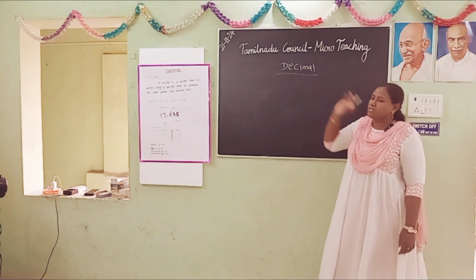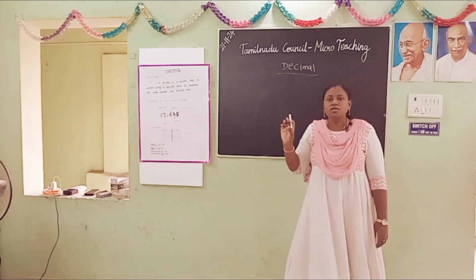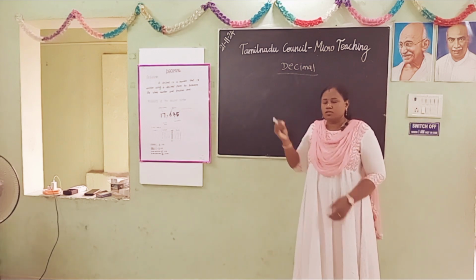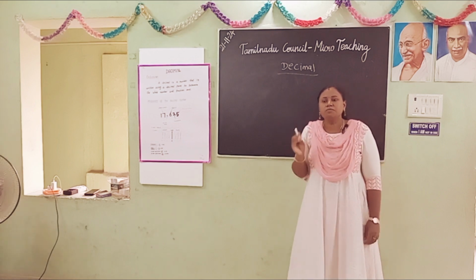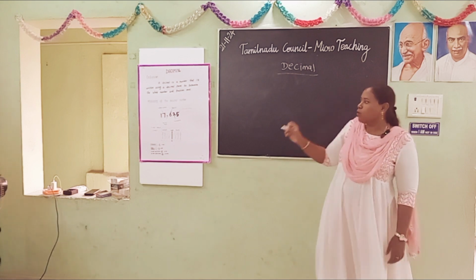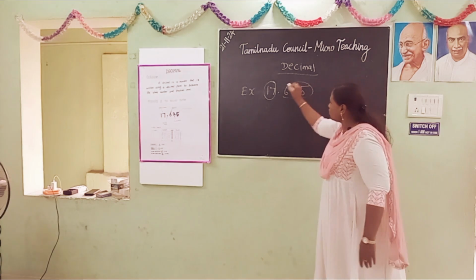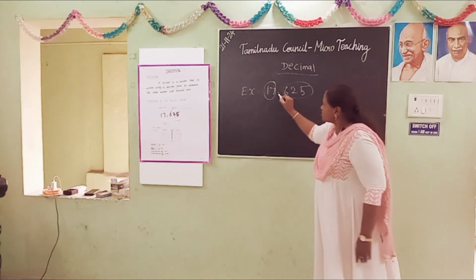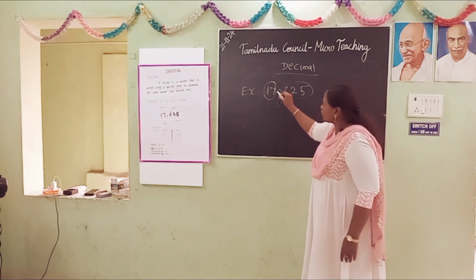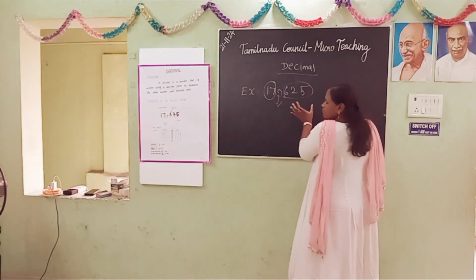What is the decimal? Decimal is a number written using the decimal point to separate the whole and fraction parts. What is the meaning of whole and fraction part? This is called the whole number, and this is called the fraction part. This is the decimal point. The decimal point separates the numbers. So this is the whole part, this is the fraction part.